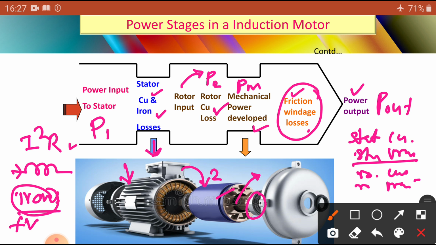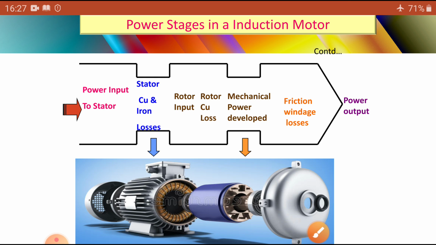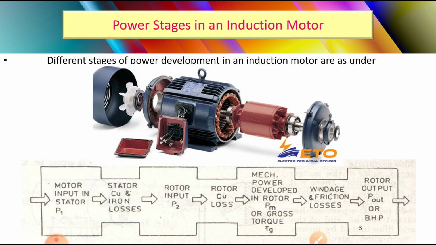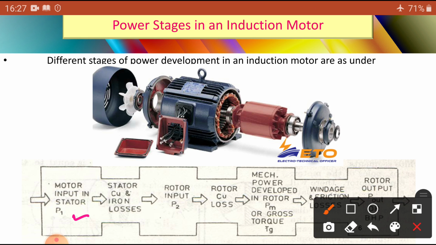Don't get confused, you can see another figure that explains it in more detail. Here, the motor input is P1. The total input to the motor is the electrical supply input, P1. And here we get the P out.